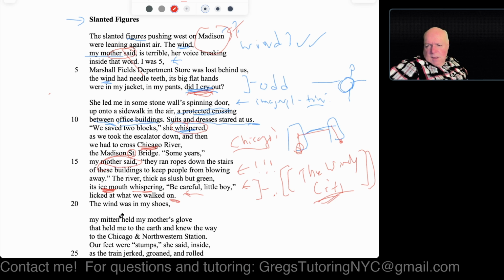All right. And then here where the 20, this is where the author swaps. So the author not only continues the sentence on the next line, but it skips to the next stanza. "The wind was in my shoes." So we have that repetition one more time.